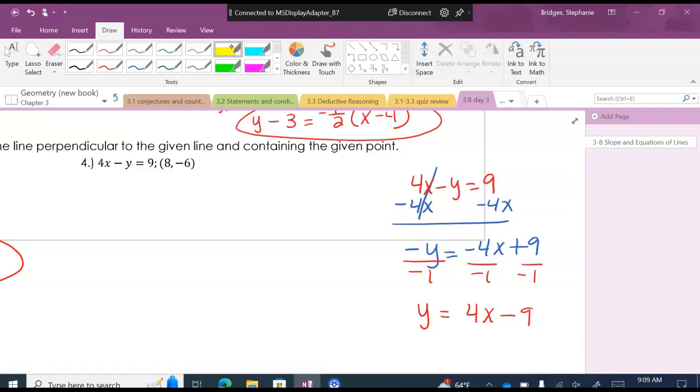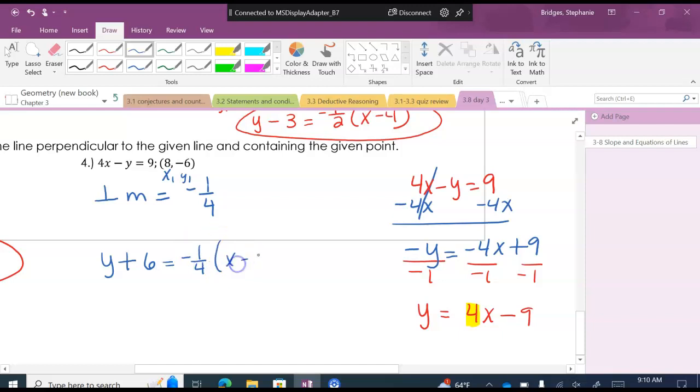What's the slope of the line now? 4. And if I want a perpendicular slope, I have to change the sign and flip it upside down. So it would become negative 1/4. Then we're going to go x1, y1, and we can plug it in. Y minus a negative 6 turns to plus, equals negative 1/4 times x minus 8.